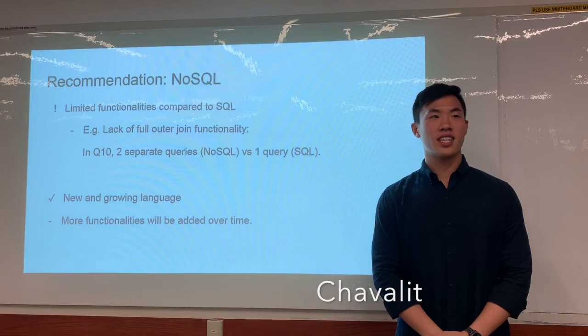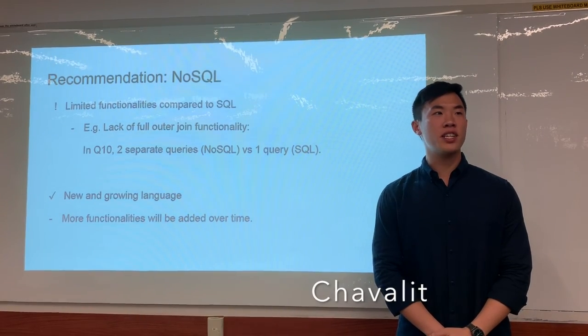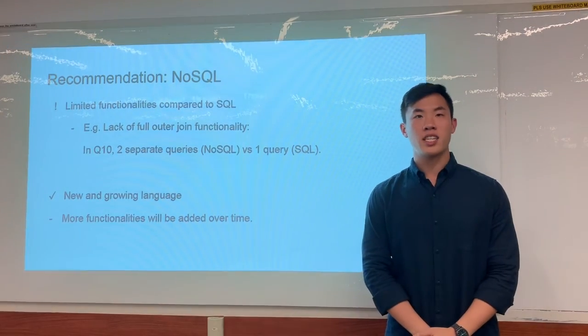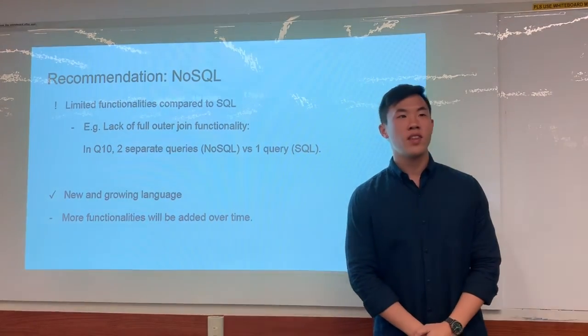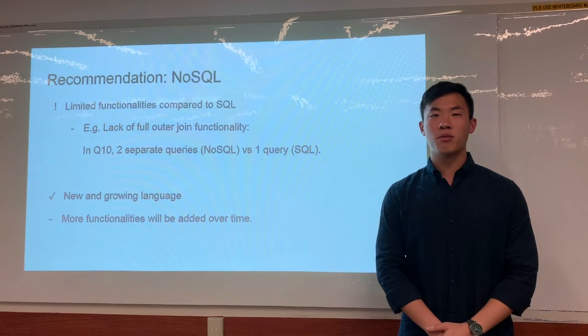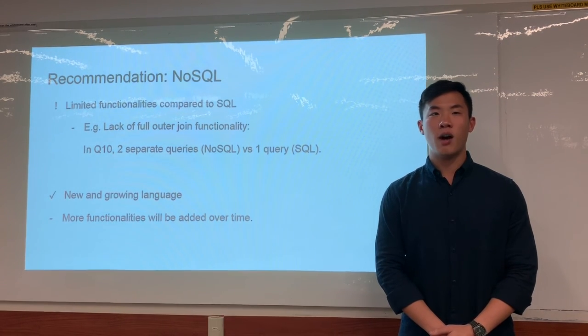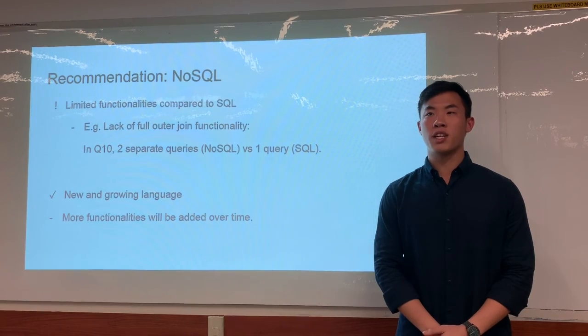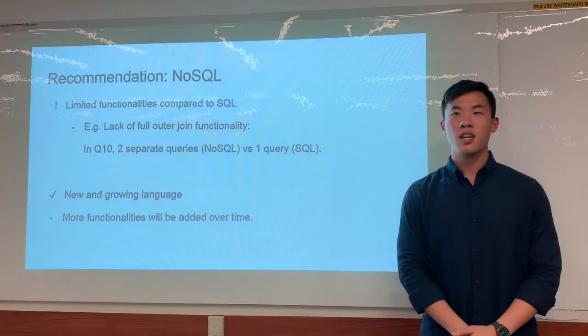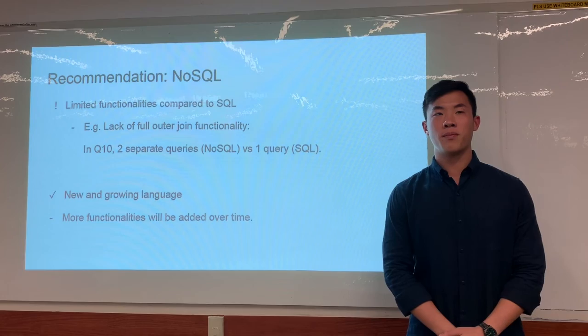However, NoSQL has certain disadvantages, as it is a relatively new system as compared to SQL. As such, it has limited functionalities. For example, in question 10, SQL's outer join function allows us to output the two subqueries side by side. However, NoSQL is unable to do this, as the closest command is lookup, which is equivalent to a left join in SQL. Thus, two separate queries were required for NoSQL.